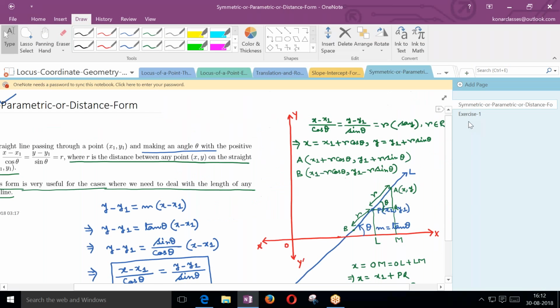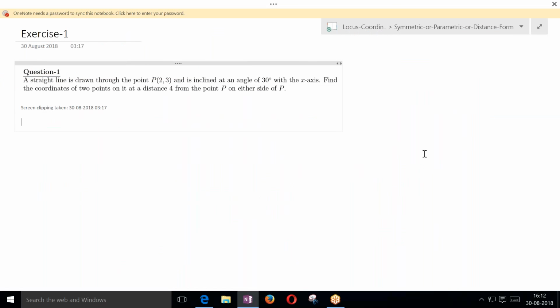So here is an exercise. If you look into that exercise, a straight line is drawn through the point (2, 3) and is inclined at an angle 30 degrees with the x-axis. These are the two pieces of information given. The moment two pieces of information are given, we can find the equation of the straight line without any problem. Now the next statement is: find the coordinates of the 2 points on it at a distance 4 from the point P, which is the point with coordinates (2, 3), on either side of P.